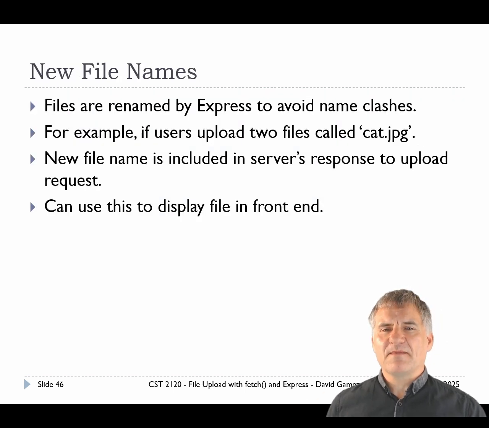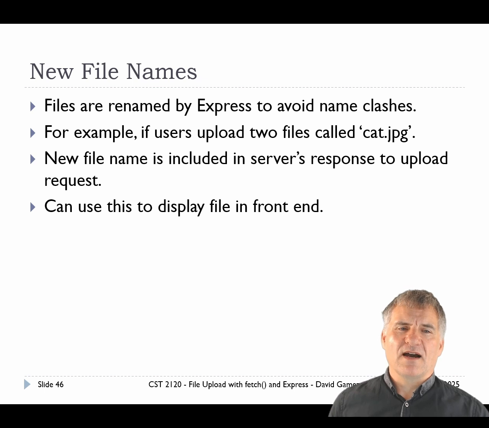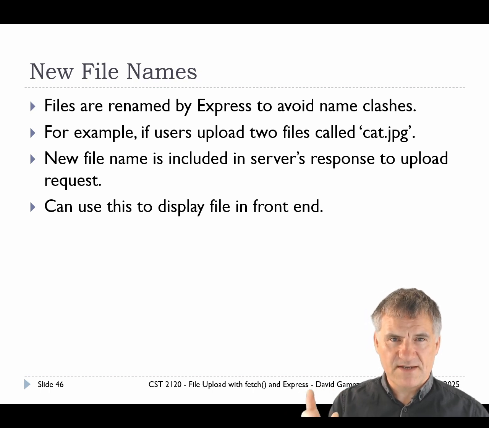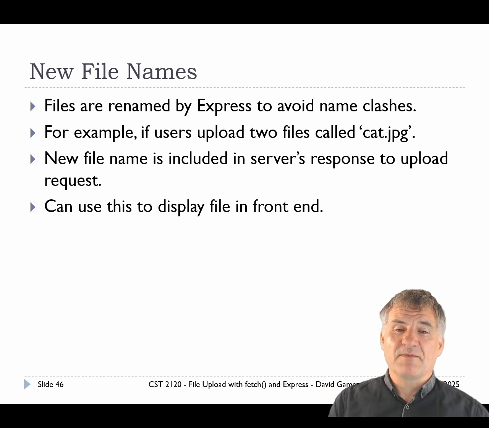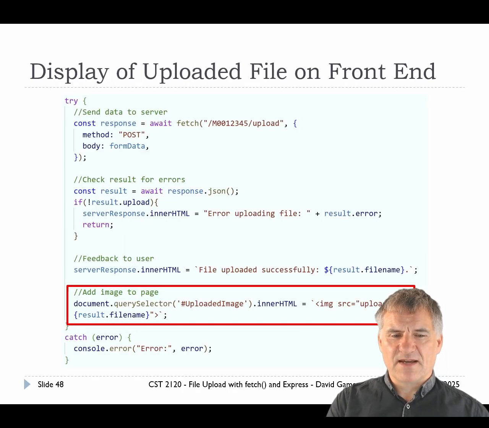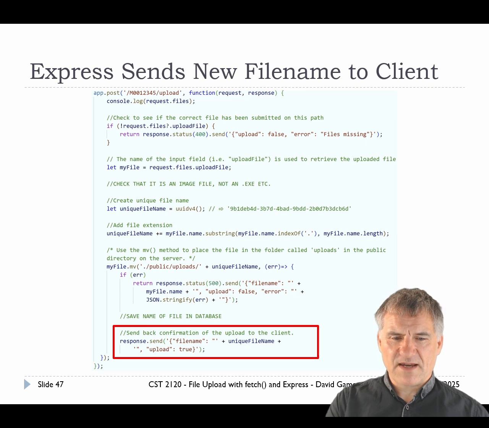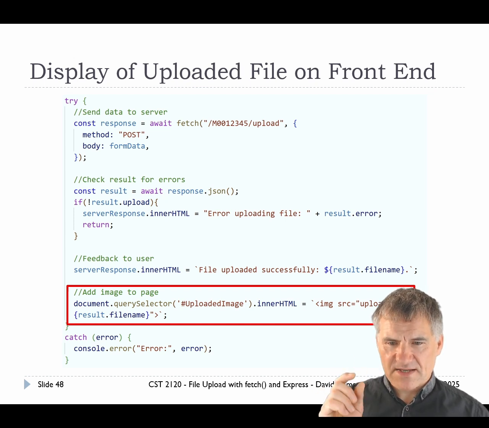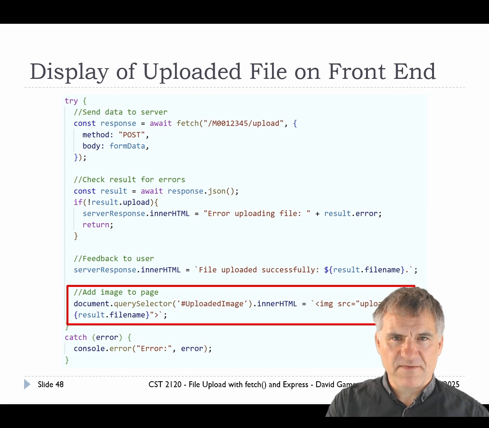So as explained, the files are renamed by Express to avoid name clashes, but the new file name is sent back in the server's response to the upload request, so we know in the front end the new file name, and we can use that to display it in the front end. So here's my Express code sending back the unique file name as file name. And then in my front end code, I can create an image tag and put the source as upload / that file name that's been sent back from the server.